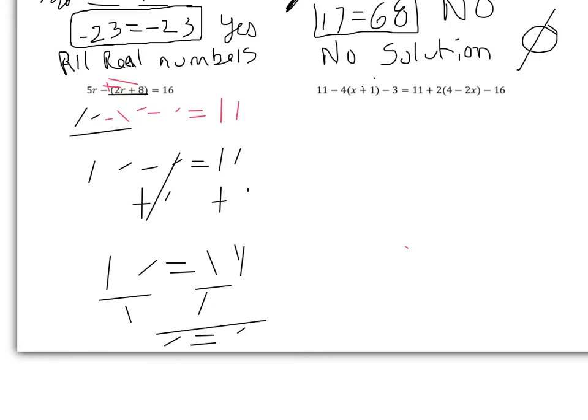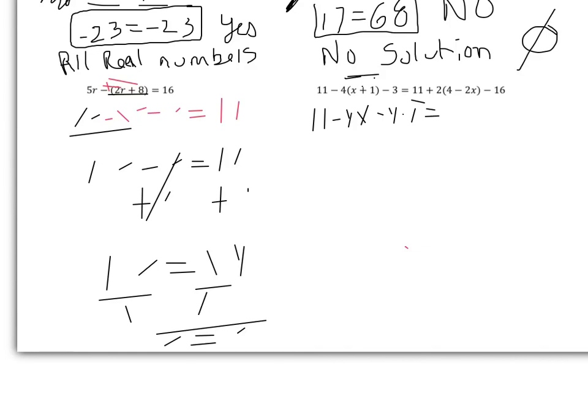Okay. This next one, same thing. A lot of distribution going on. So we want to make sure that we get rid of these grouping symbols before we do anything else. Now, our 11 is going to carry down, but this negative 4 has to multiply by the x, giving us negative 4x. Negative 4 has to multiply by the 1, giving us negative 4. And our negative 3 carries down.